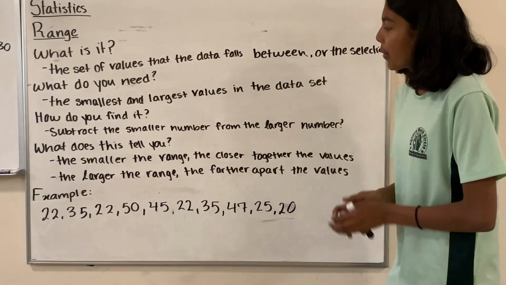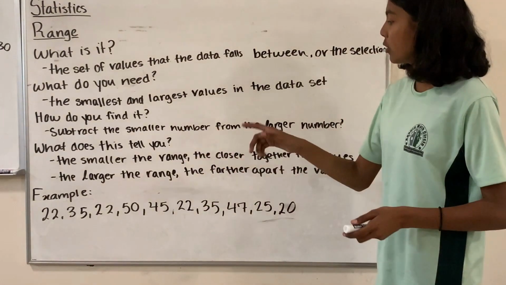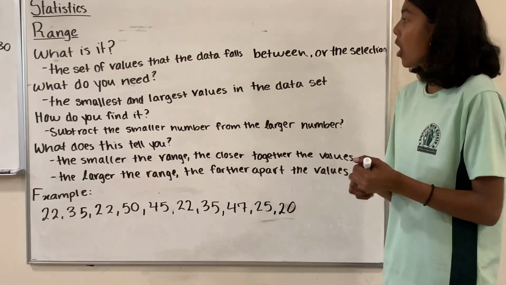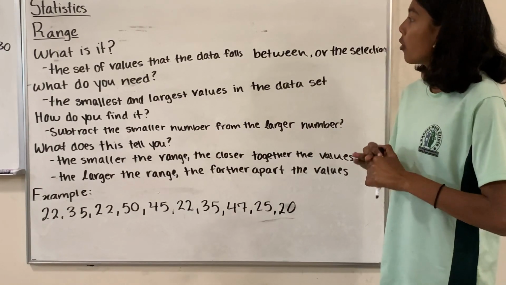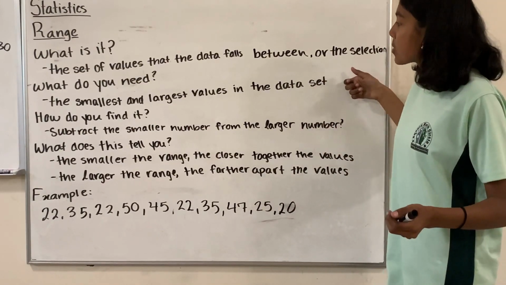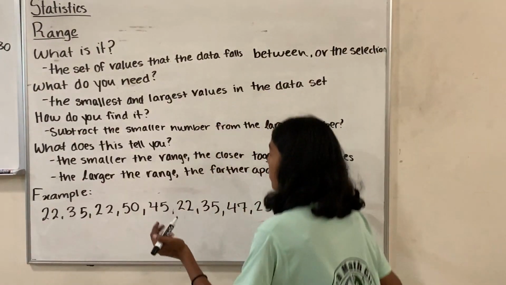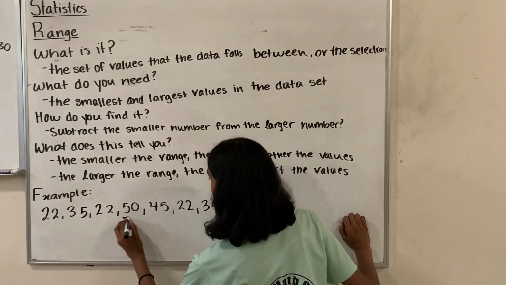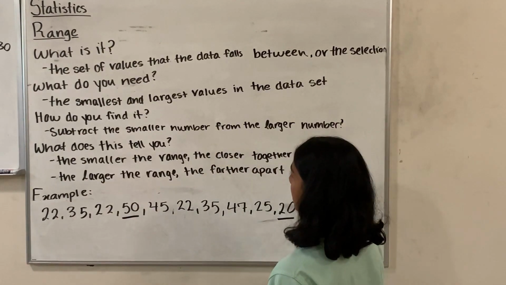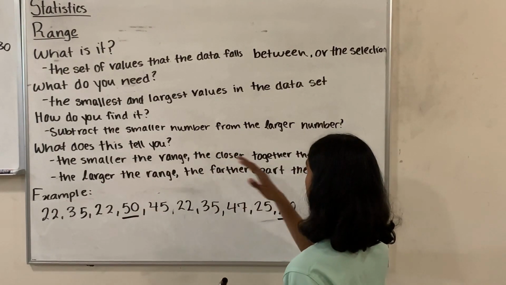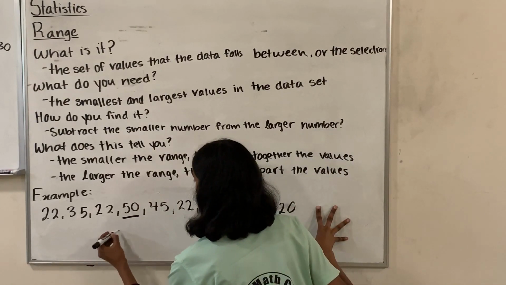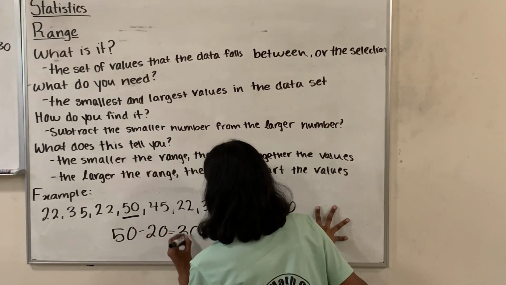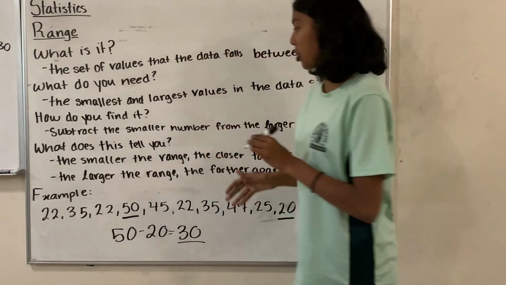So let's try an example. We have this data set: 22, 35, 22, 50, 45, 22, 35, 47, 25, and 20. Well, let's try to find the range. So what do I need? I need the smallest and largest values in the data set. So in this data set, the smallest is 20 and the largest is 50. Okay, I have what I need. How do I find it? Well, I have to subtract the smaller number from the larger number. So let's do that. 50 minus 20 is equal to 30, meaning my range is 30.